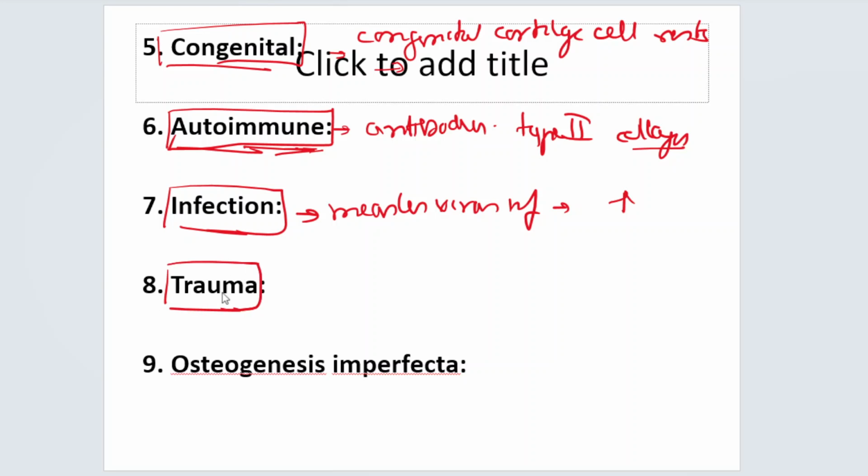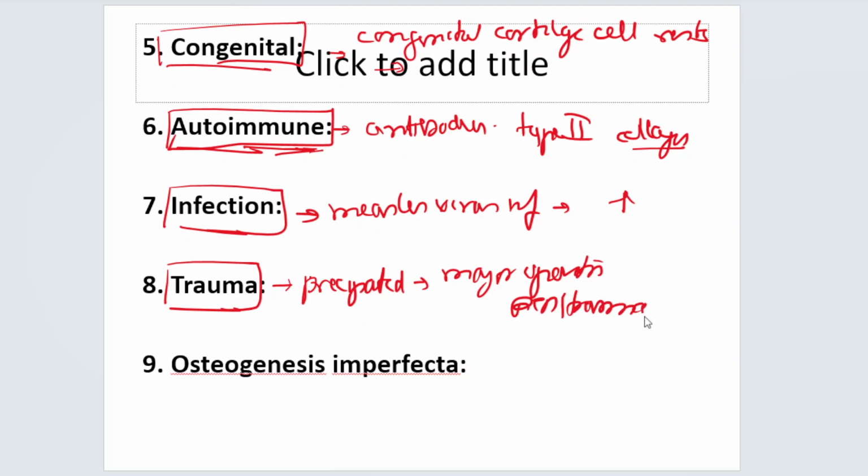Trauma. Now coming to trauma, they say that the disease has got precipitated, or we came to know about the disease, or we started getting the symptoms of the disease after a major operation or some kind of road traffic accident or trauma. You went through some traumatic thing, and the disease got precipitated.